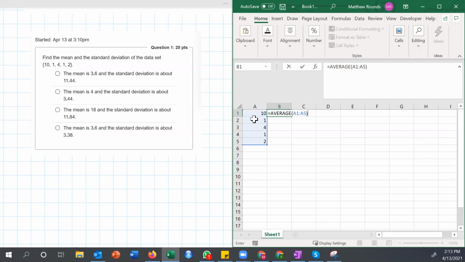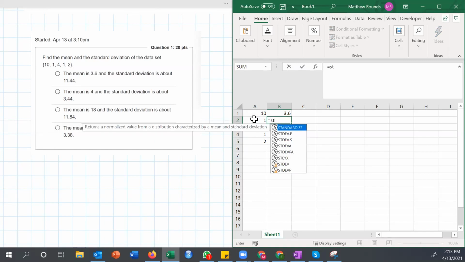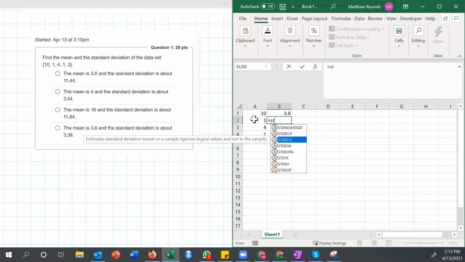Okay. All right, do you have what I have up there? Yeah. Hit enter. You should see 3.6. Yep. All right. Now in the cell where I'm currently at, B2, hit the equal and type in STD. Go down, select the one that says stdev.s. That's the standard deviation.